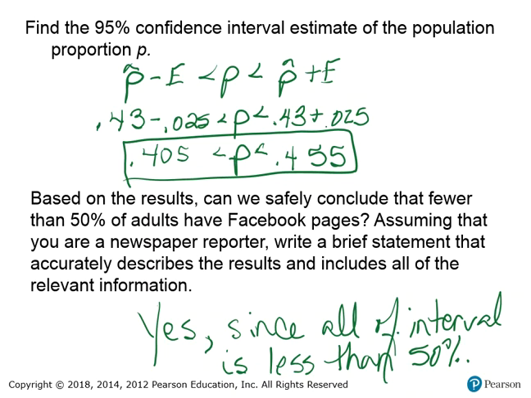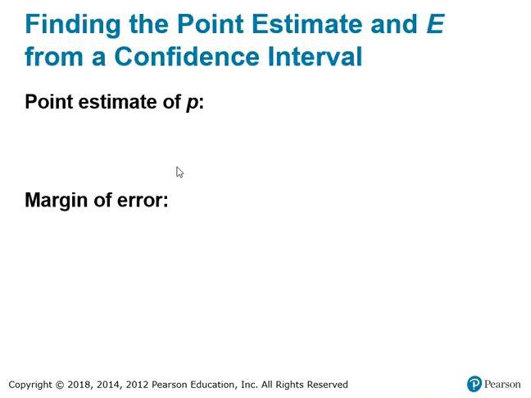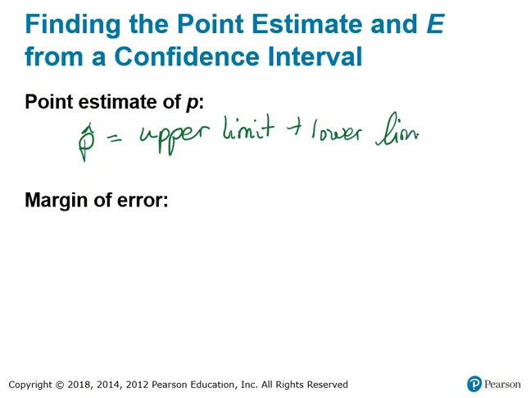So now we took our best point estimate, we took our margin of error and the information, and we found a confidence interval. What happens if I have to work the other way? What if they give us a confidence interval and I need to break it apart? So things that we need to know. We can find the best point estimate if they give us the confidence interval by taking the upper limit, adding the lower limit, and dividing by 2, because the best point estimate is smack dab in the middle.